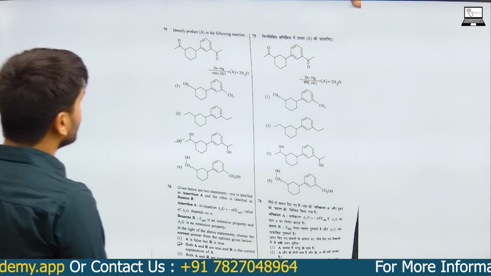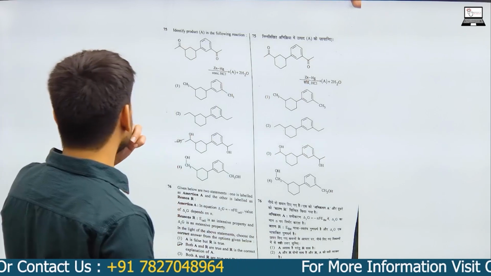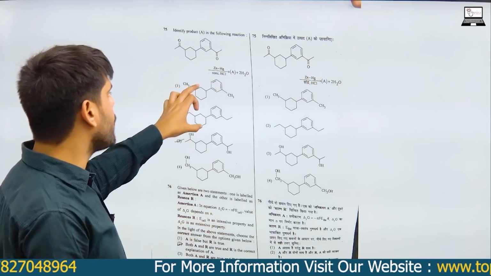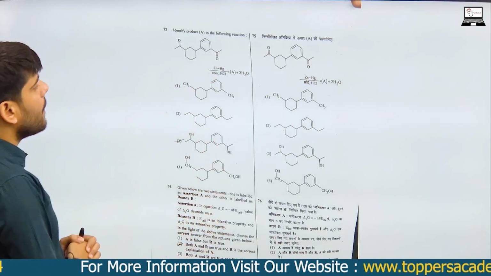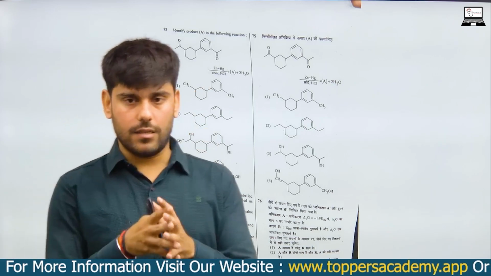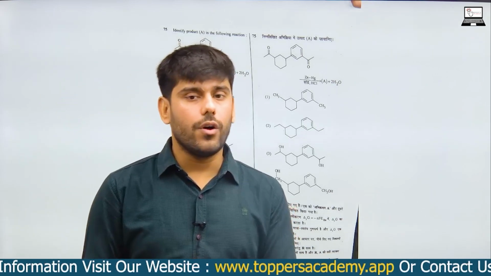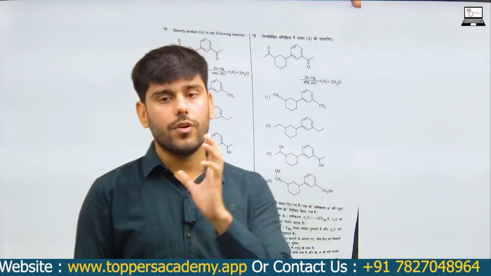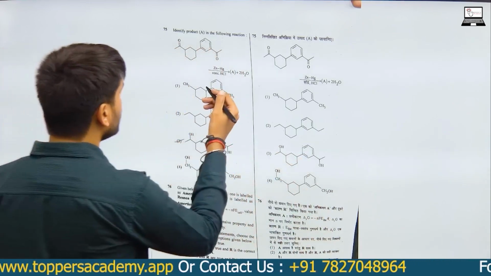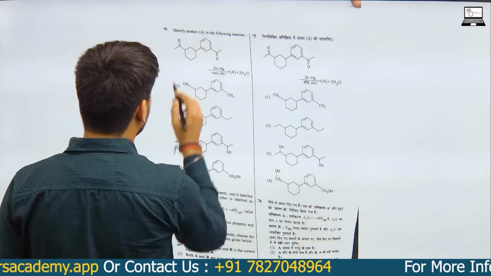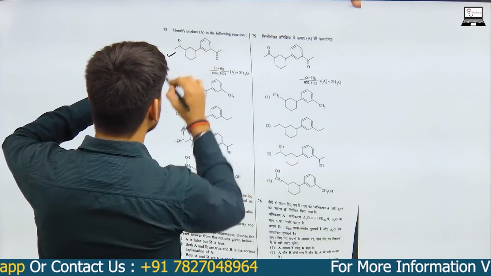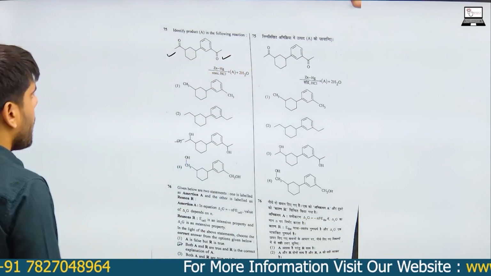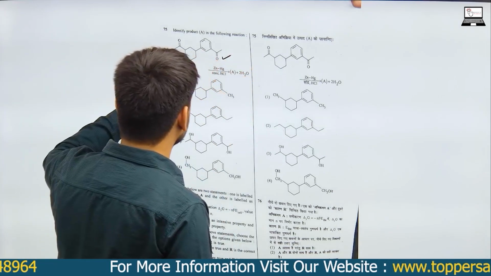Identify products in the following reaction. So this is the Clemmensen reduction, zinc amalgam in the presence of concentrated HCl. Clemmensen reduction, we know that it converts the carbonyl group, that is aldehydes and ketonic group, to alkanes. So if you see carefully, this is your ketonic group, and this is your aldehyde.